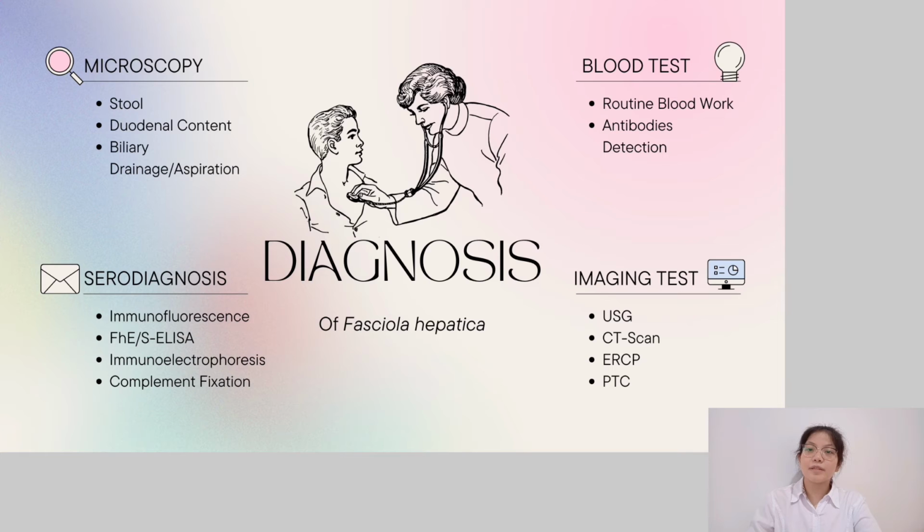Fasciolitis can also be examined by serology diagnostics. This testing is useful in the acute phase of infection since the specific antibodies to Fasciola hepatica become observable 2 to 4 weeks after infection acquisition. Serological tests to diagnose fasciolitis include immunofluorescence, ELISA, immunoelectrophoresis, and complement fixation.